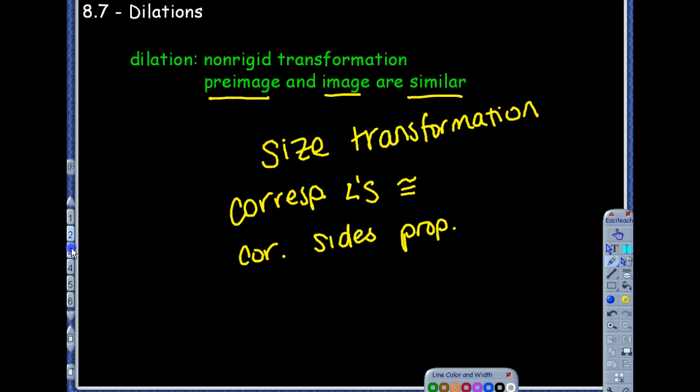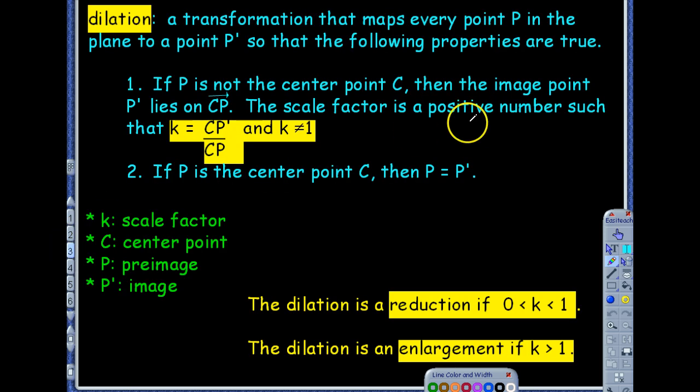All right, so we're going to learn some vocabulary. The slide has a lot going on in it. There's some things that you're going to have to pay close attention to. All right, so let's go through it. We already know what a dilation is. Kind of mathy-like, it says a transformation that maps every point P in the plane to a point P prime. Okay, so it's going from one point to the next. So the following properties are true. These properties are what we've got to remember.